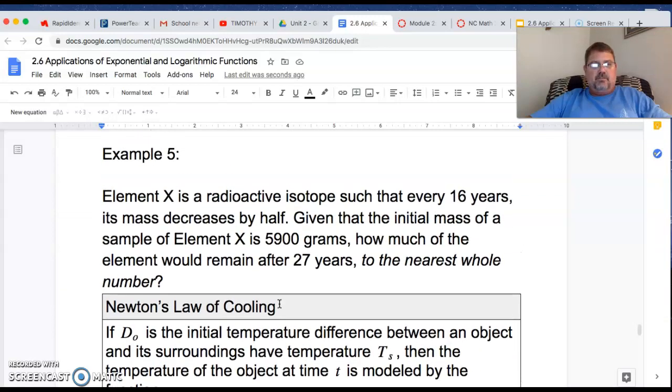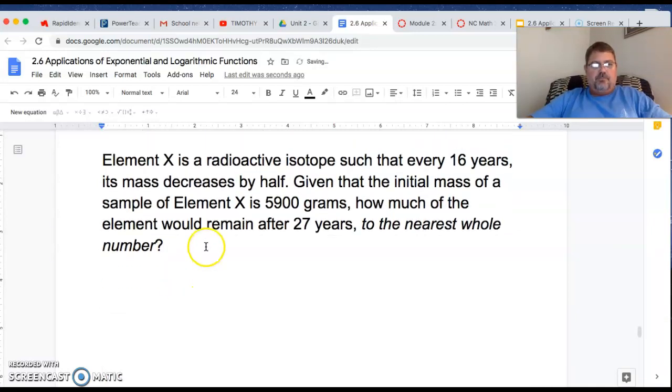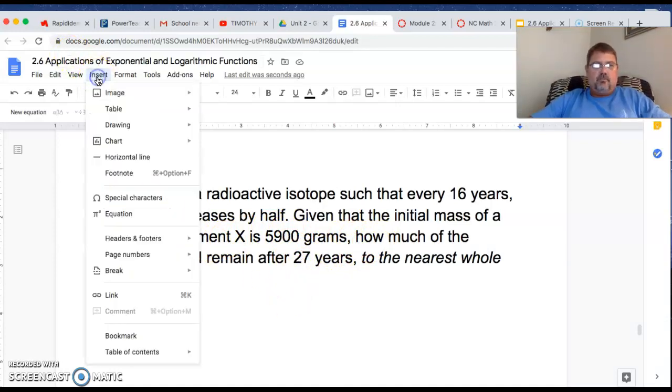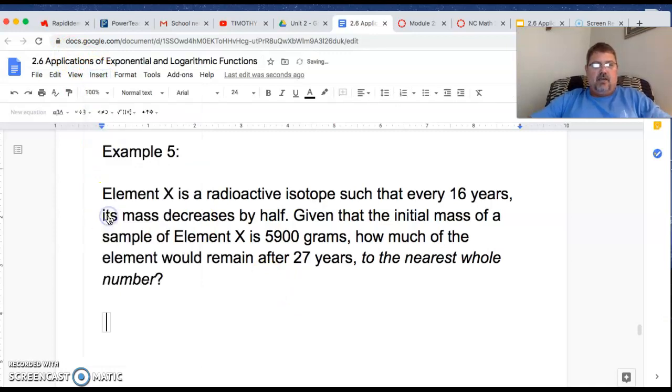So, oops, that's not what I wanted. Let's get some space here. All right, so element X is a radioactive isotope such that every 16 hours, its mass decreases by half. There's your h living right there. Given the initial mass of the sample is 5,900, that's m sub 0, how much of the element would remain after 27 years? Again, this isn't even solving for t. It says how much, so they're giving me a far easier problem than the other ones we've done.